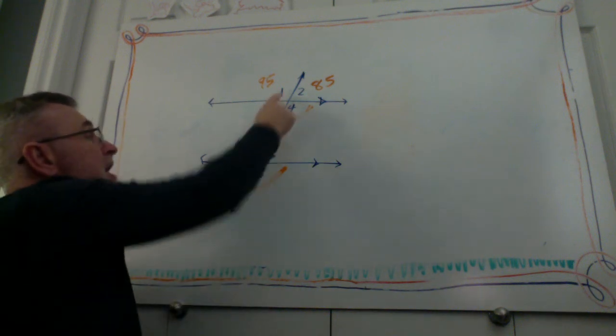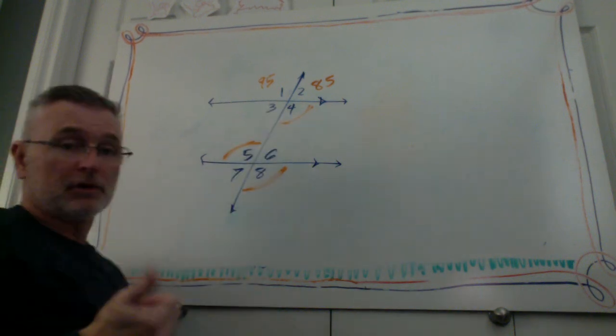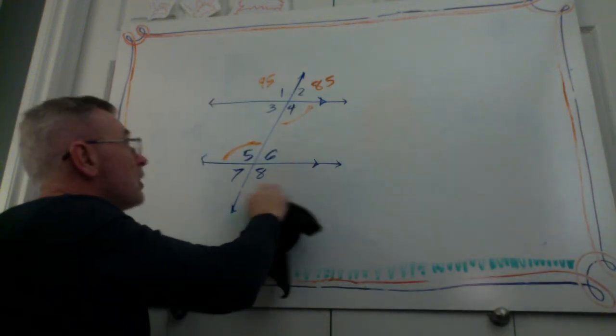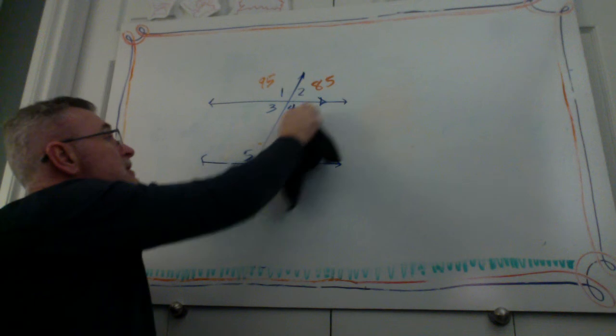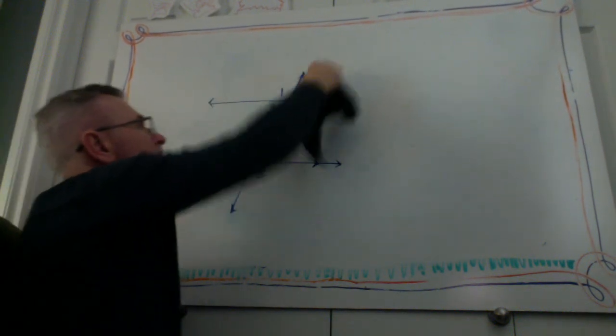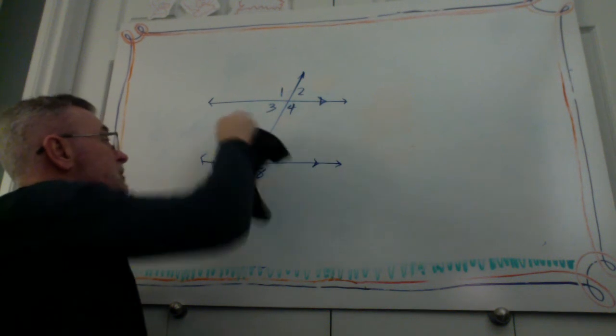And if they're in the same spot, they're congruent as well. So when you're going through your test, you need to be able to identify which angles there are relationships with.